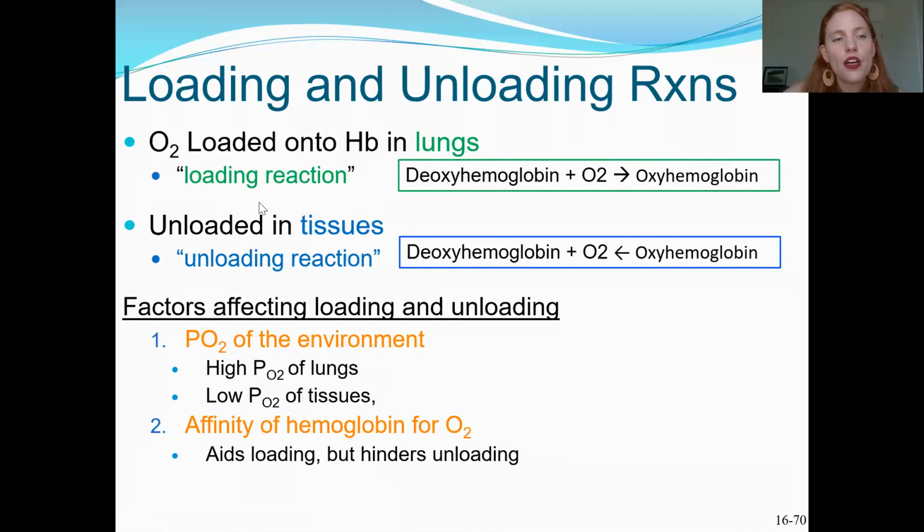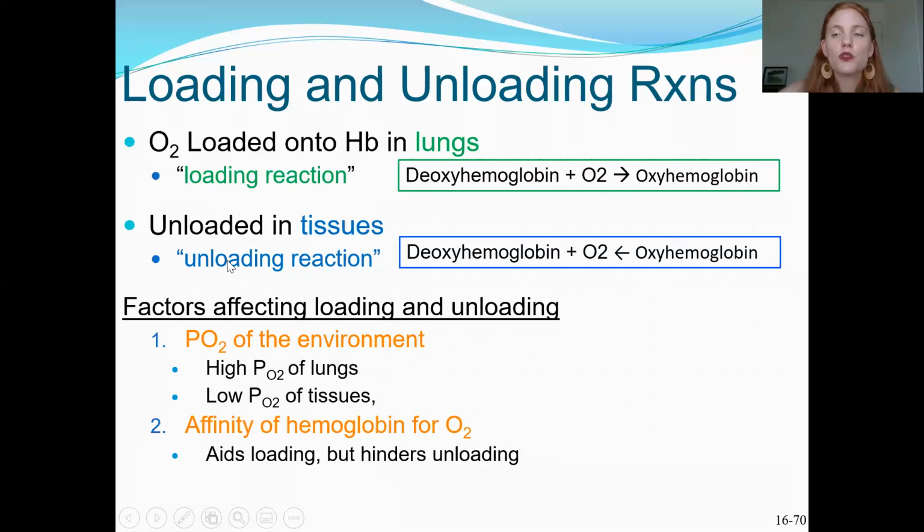around. And therefore, the unloading reaction would just be the opposite, right? So you take the oxyhemoglobin that has that oxygen bound to the hemoglobin, and then you just take the oxygen off. You're unloading it off of it so that it can then go into the cells. So taking the oxygen off, that's called the unloading reaction. So it's just loading up the oxygen or unloading the oxygen off of the hemoglobin.